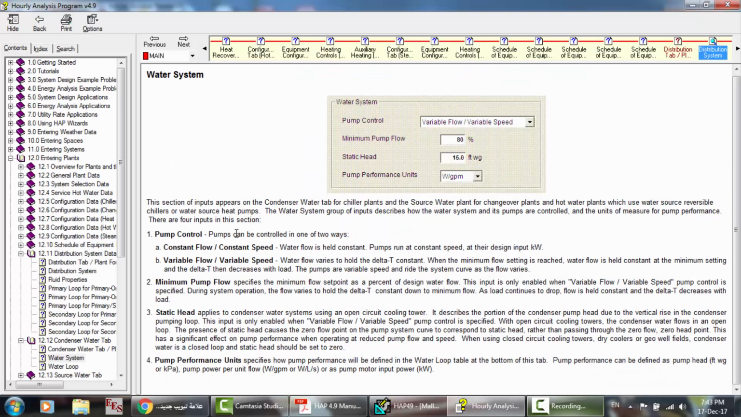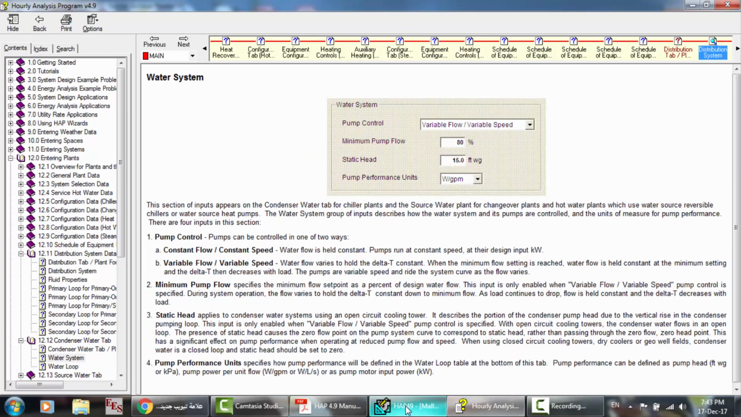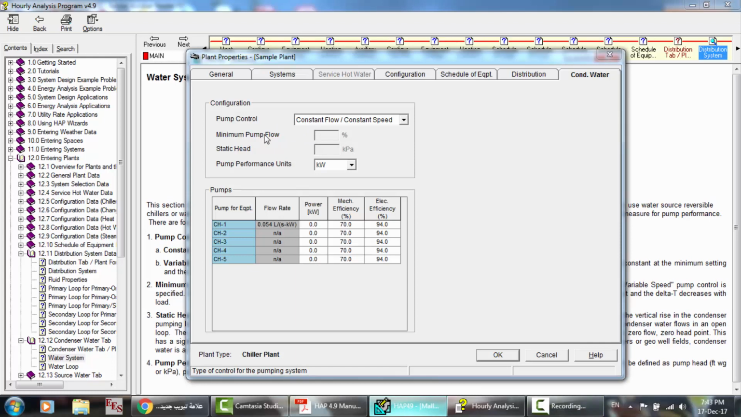Okay, here, the pump control. If you have constant flow, you will find only pump performance units: kilopascal, like we have just said, kilowatt, and watt per liter per second. So if you have 5 chillers, you have to get these things, and you have to get what you want, and get the mechanical efficiency and the electrical efficiency.